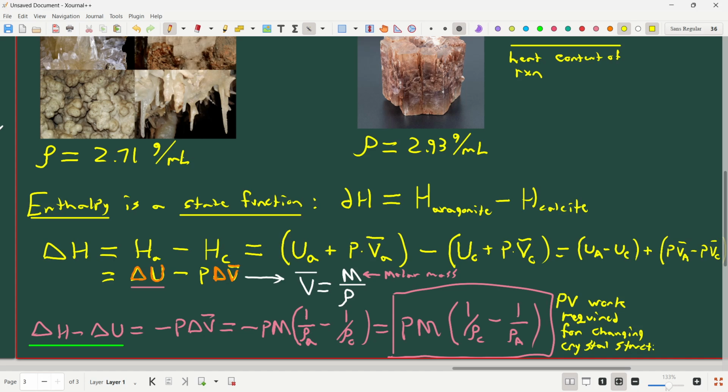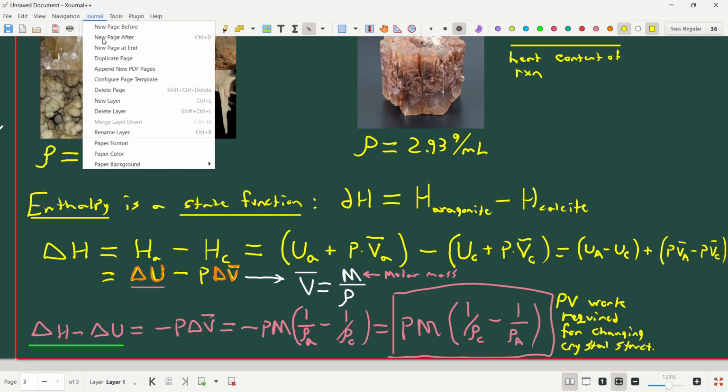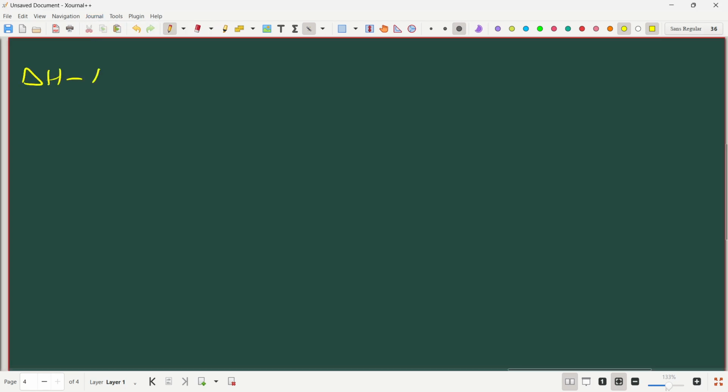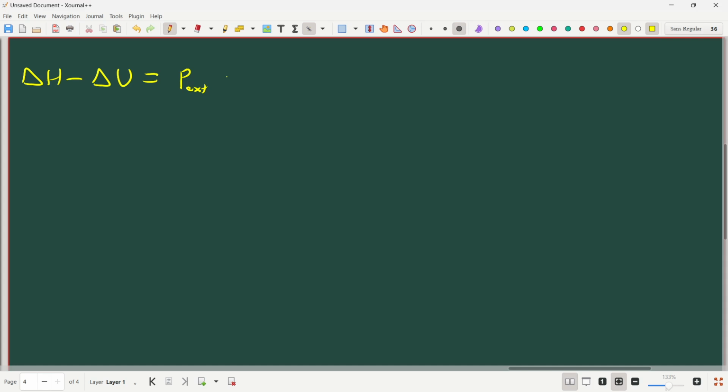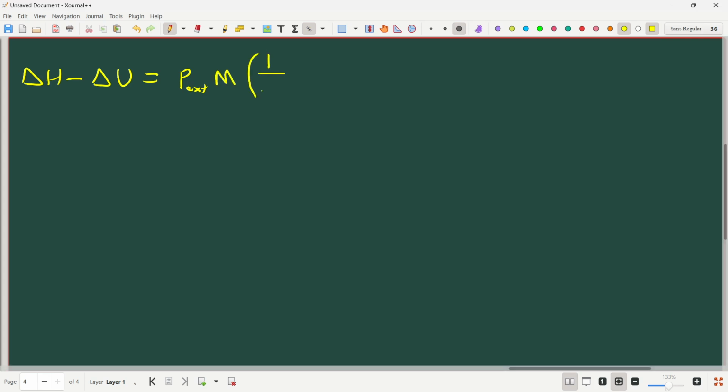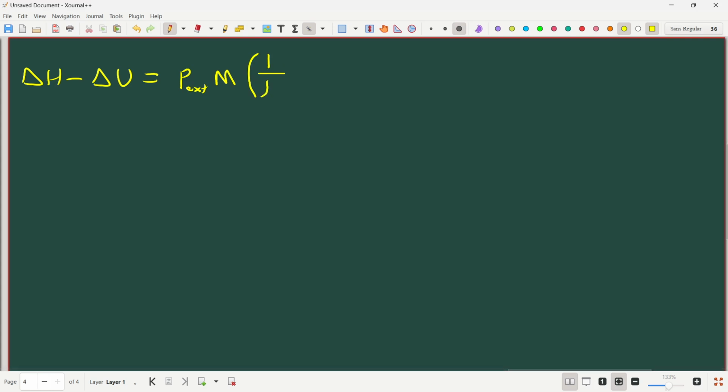All right, so let's evaluate this number. I'm going to go ahead and put it on the next page. So we have delta H minus delta U is equal to the external pressure, times the molar mass of our stuff, times 1 over rho C minus 1 over rho A.